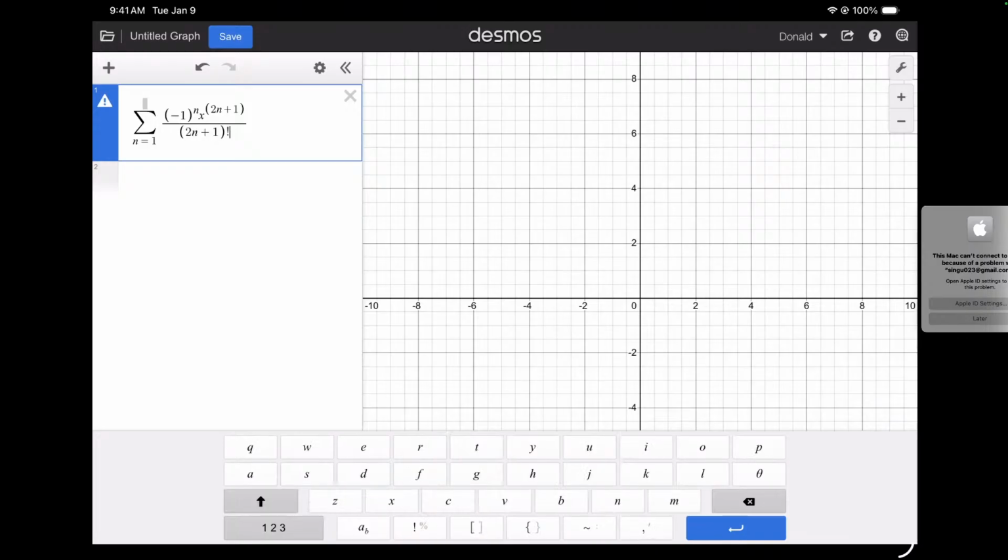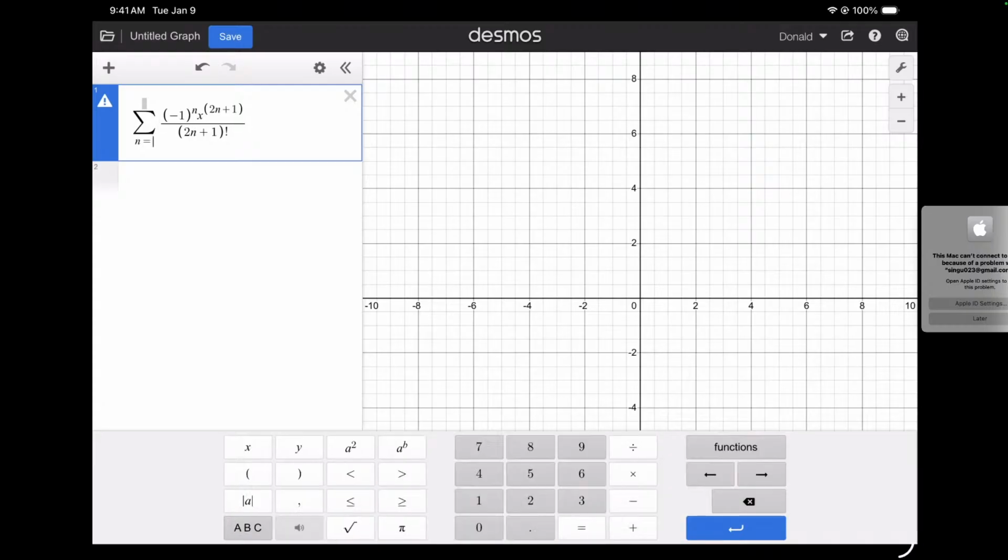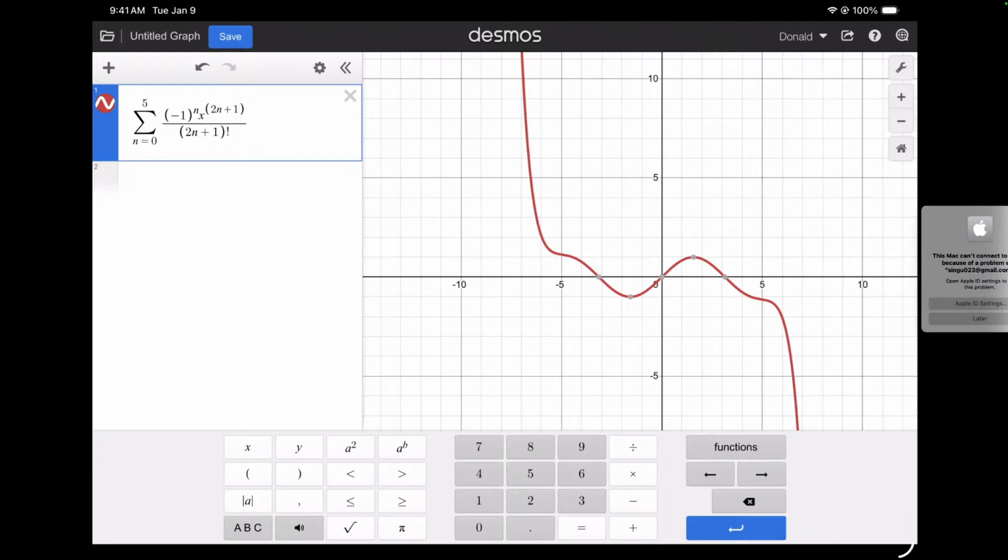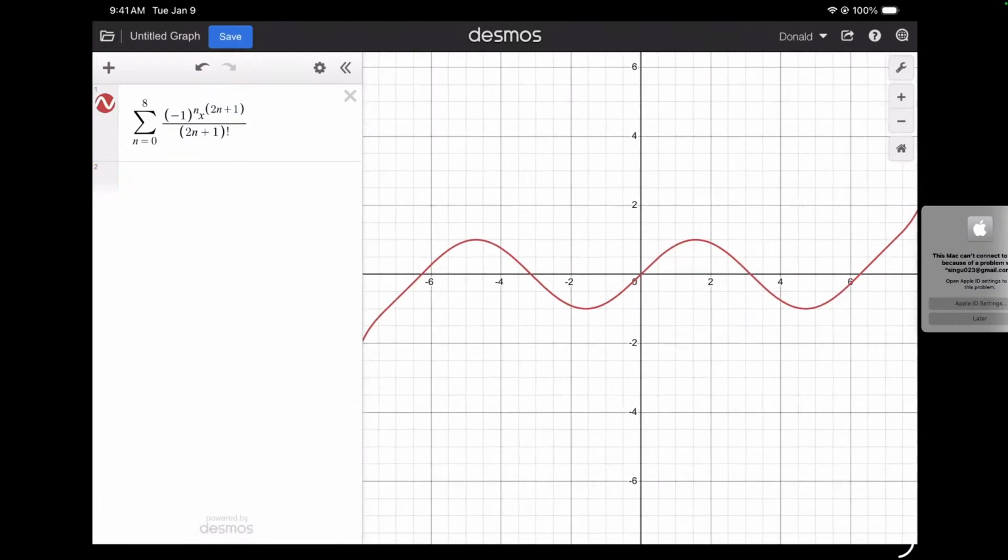This one is going to be 0, and this is 1. This is a 5, let's do maybe 8 like this. Okay, so that is the sine graph.